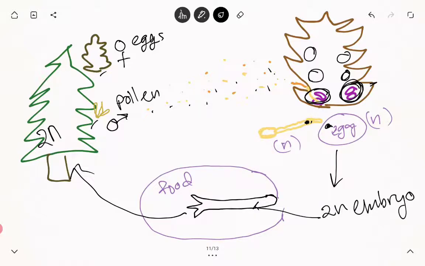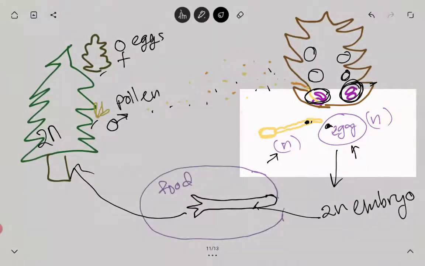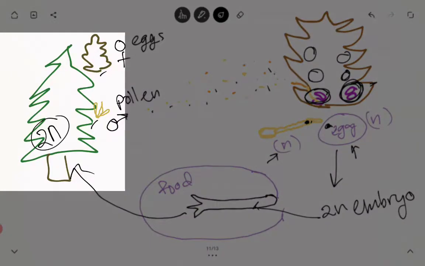Our gametophyte in the gymnosperms is basically the pollen and the egg. Those are the only haploid stages in this life cycle, and that represents our gametophyte life cycle stage. The dominant and longer-lived stage is our sporophyte diploid stage.